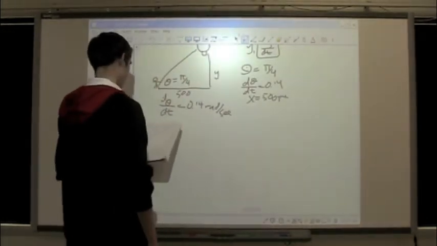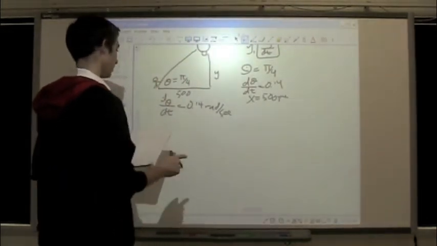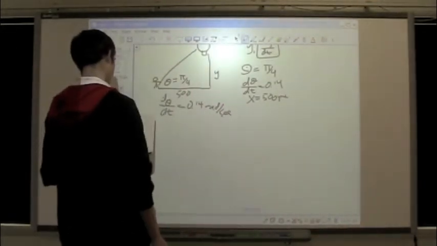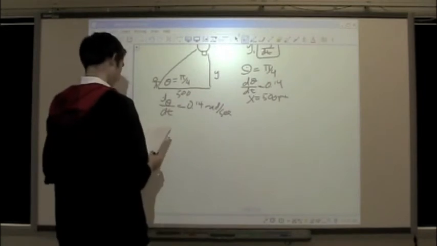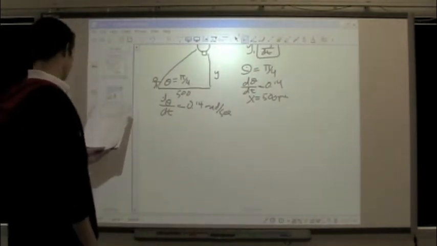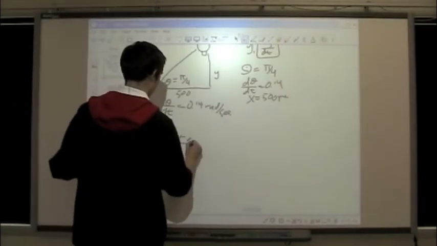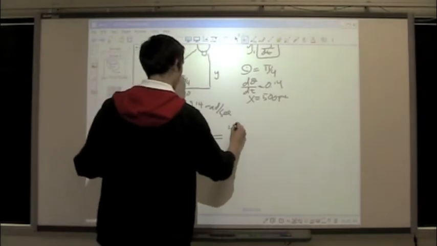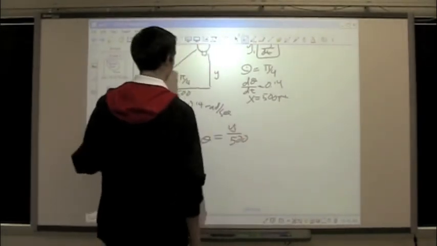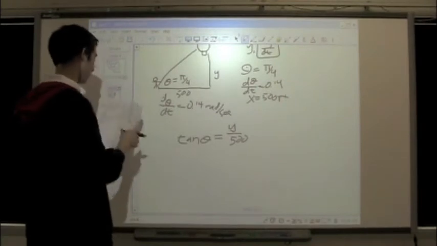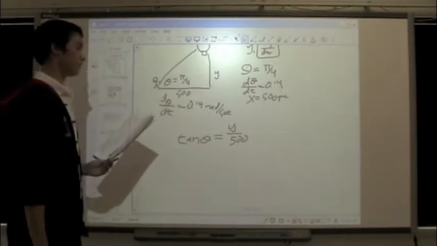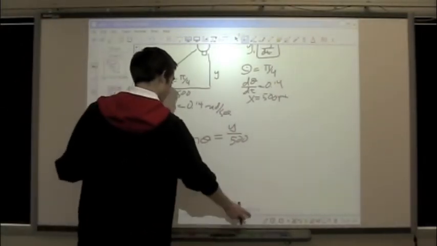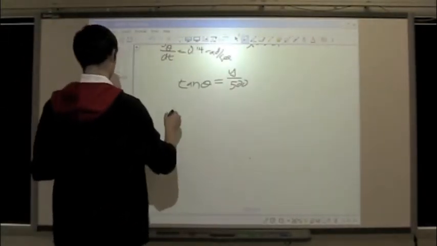So the next step is to find a relationship in this problem and write it as an equation. So we know that tan theta is equal to y over 500, the definition of tangent. We can rearrange this and then take the derivative using implicit differentiation, which would look like this.